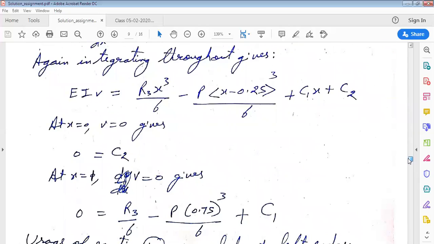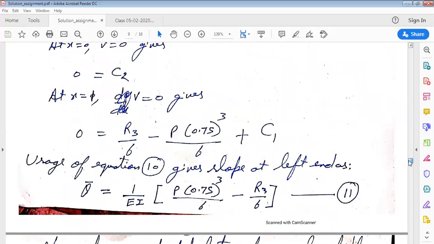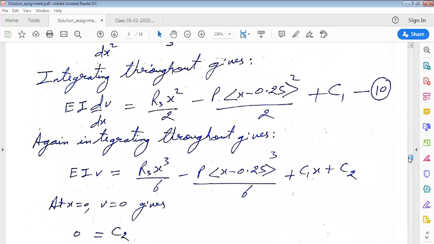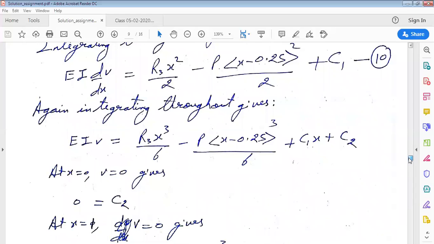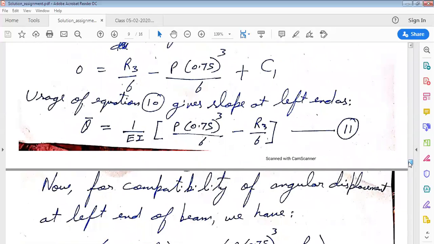Now again, we get C2 equal to 0 using the boundary conditions. And using the boundary condition at x equal to l, v equal to 0, we get 0 equal to R3 by 6 minus P into 0.75 raised to power 3 divided by 6 plus C1. Usage of equation 10 gives slope at the left end. Now equation 10 is this, and putting x equal to 0, we get the equation of slope as 1 by EI bracket start P 0.75 raised to power 3 by 6 minus R3 by 6 bracket close.